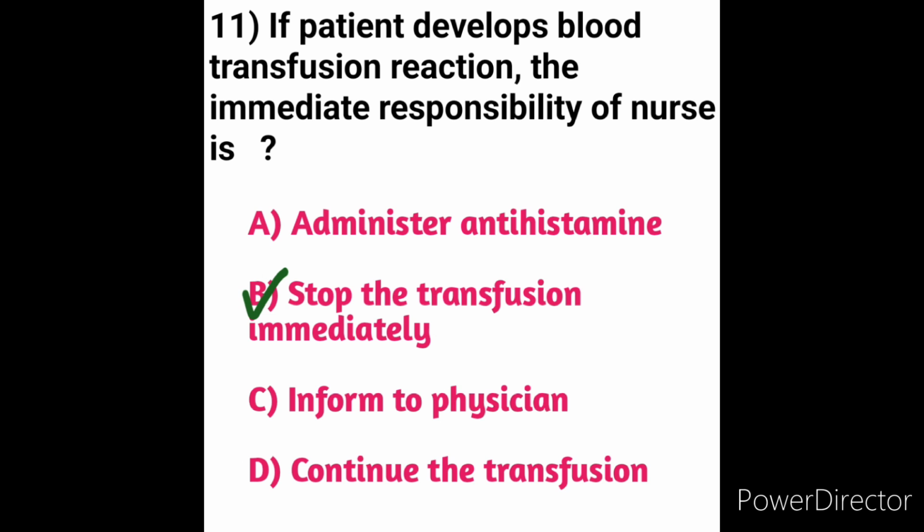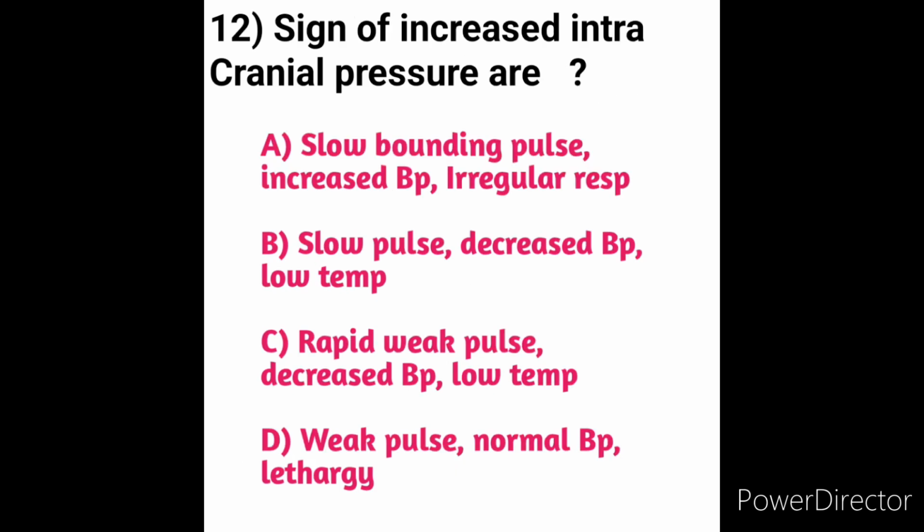Next we will move on to question number 12. What are the signs of increased ICP? We will see the options. Option A, slow bounding pulse, increased blood pressure, irregular respiration. Option B, slow pulse, decreased blood pressure, low temperature. Option C, rapid weak pulse, decreased blood pressure, low temperature. Option D, weak pulse, normal blood pressure, lethargy.